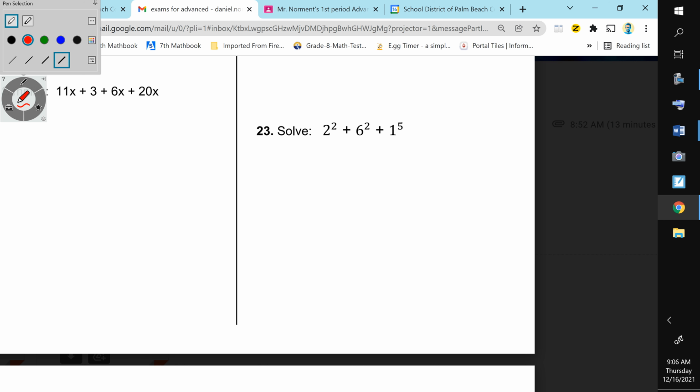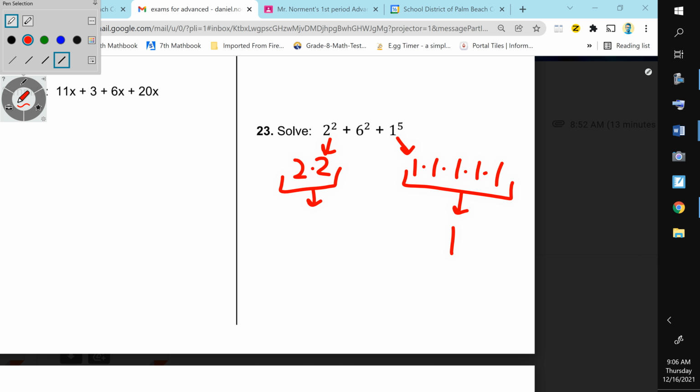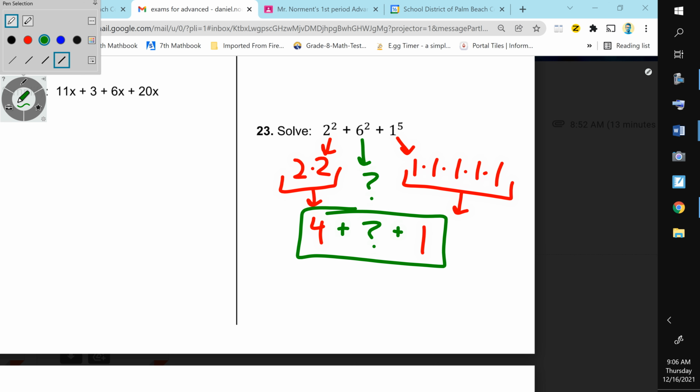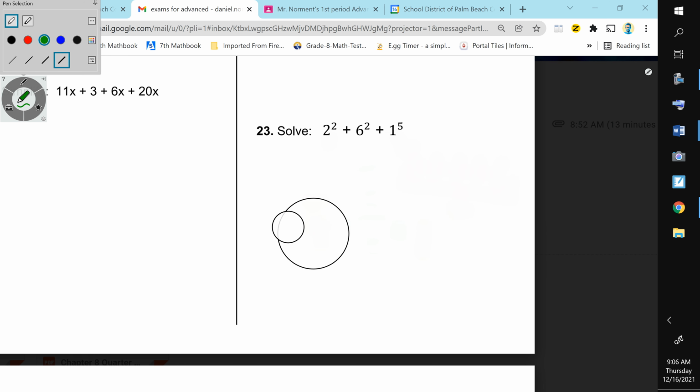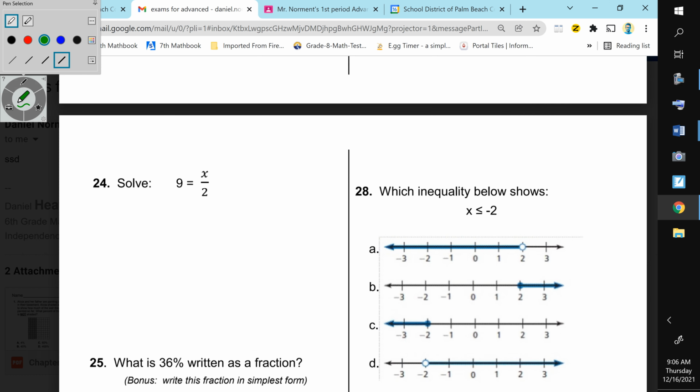Now, number 23. When you solve, I'm going to do two of them for you, okay? So this means 2 times 2. This means 1 times 1 times 1 times 1 times 1. This equals 1, obviously. This equals 4. This equals, I don't know. So you take 4 plus whatever this is plus 1, and you add them all up and you get your answer. Good luck.